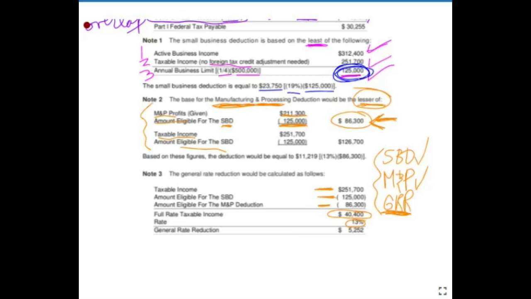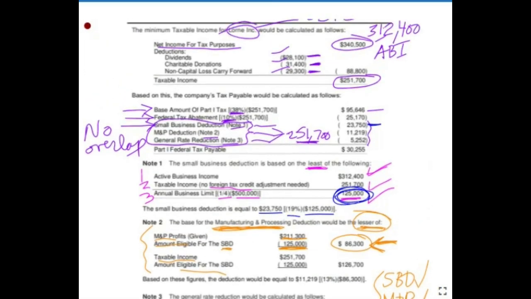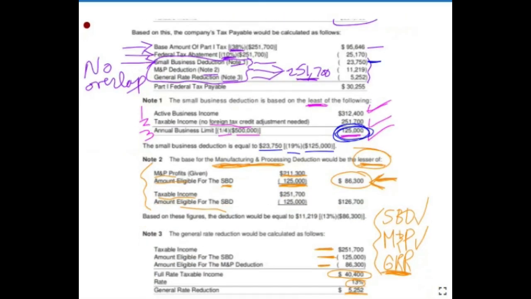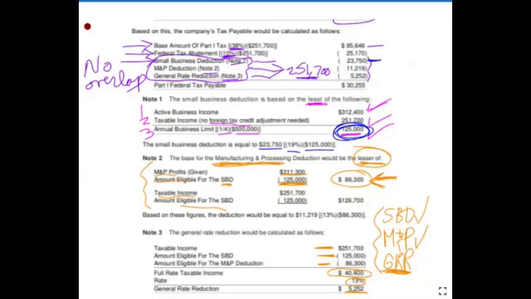So our general rate reduction will calculate as 5,252. And by the way, I think I skipped over it here. It was 11,219, right? The M&P rate is 13% of the 86,300. So 86,300 multiplied by 13% is 11,219. So 11,219 is how much we deduct here. Then our general rate reduction is that remaining 5,252.